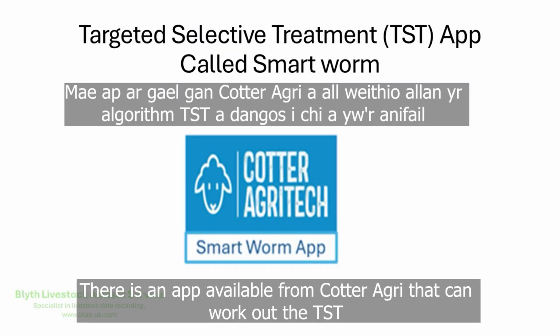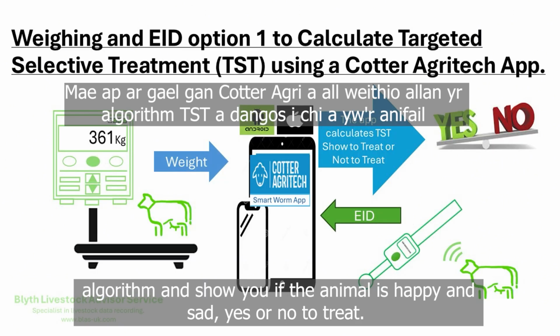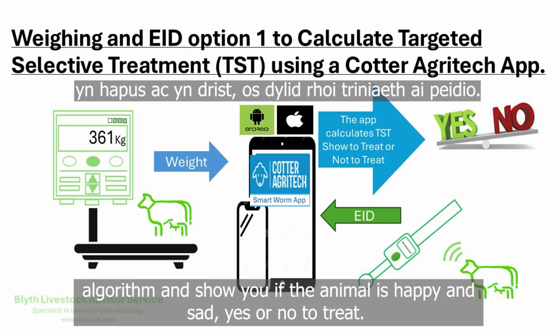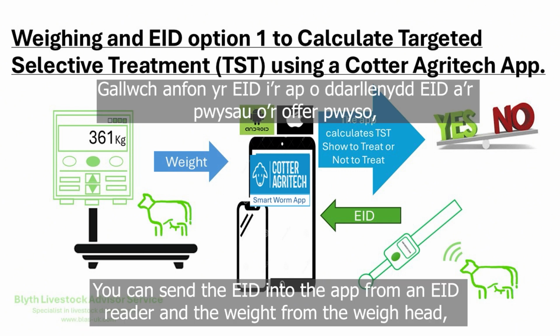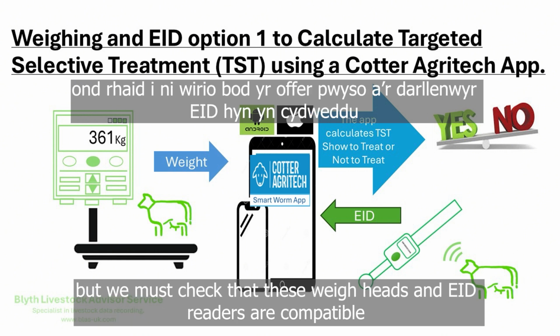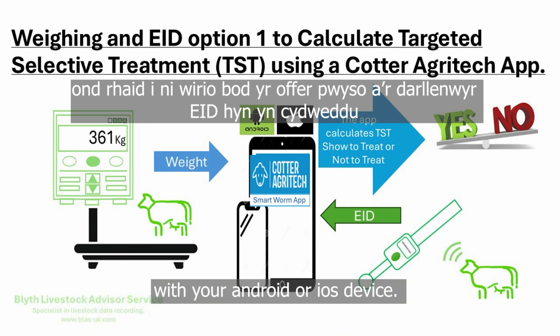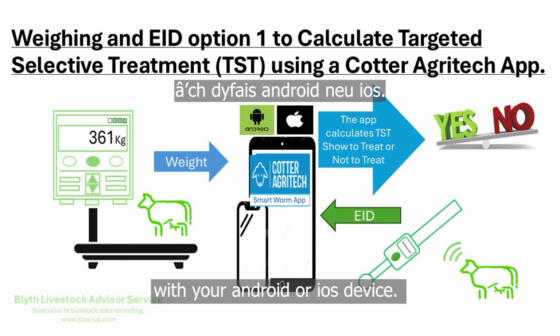There is an app available from Cotter Agri that can work out the TST algorithm and show you if the animal is happy or sad, yes or no to treat. You can send the EID into the app from an EID reader and the weight from the weighhead, but we must check that these weighheads and EID readers are compatible with your Android or your iOS device.